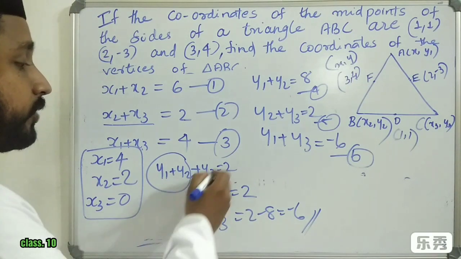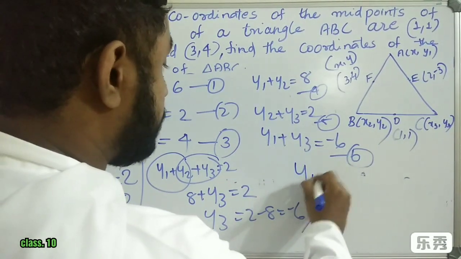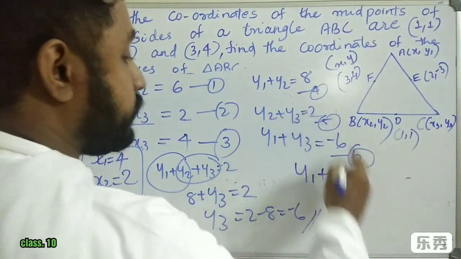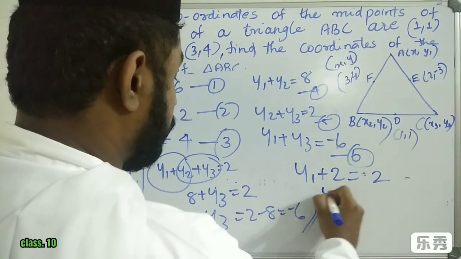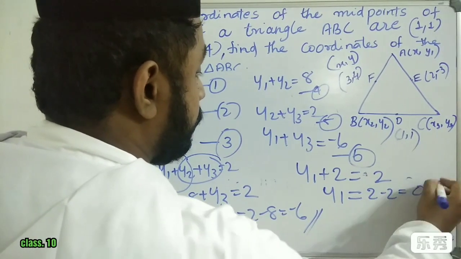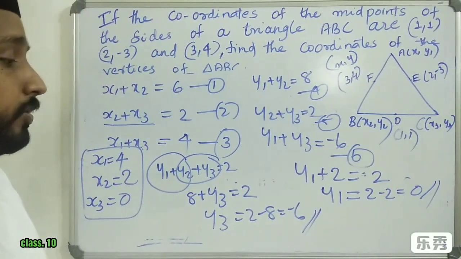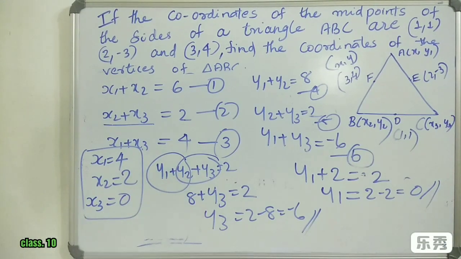Then y2 plus y3 is 2. Substitute into y1 plus y2 plus y3 is 2. 2 is equal to 2. Therefore y1 is equal to 2 minus 2, 0. So we got y1 is equal to 0. So y1 plus y2 plus y3 is equal to 2. We got y3 is equal to minus 6 and y1 is equal to 0.